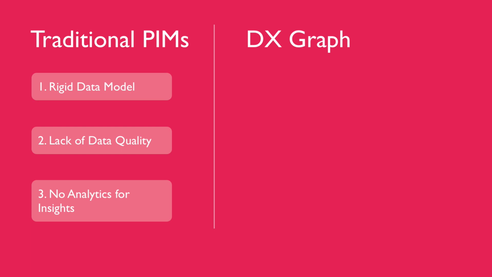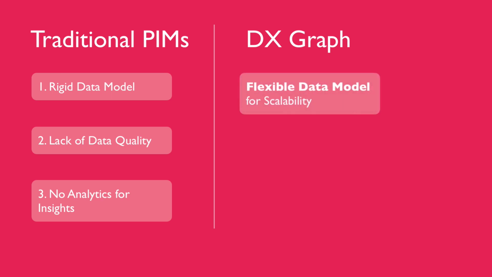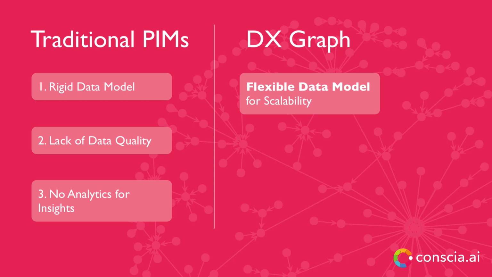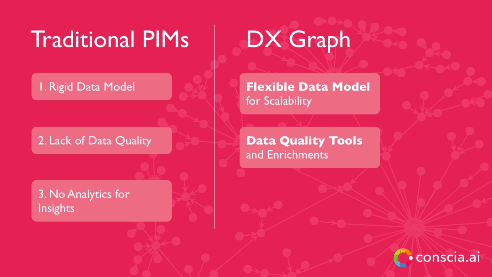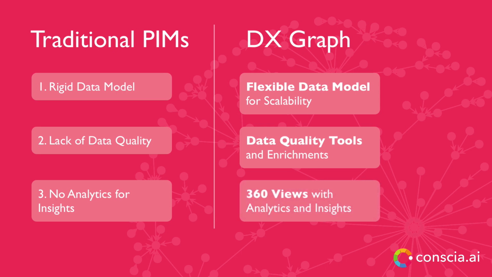The Conscia DX Graph reinvents product information management by tackling these challenges head-on. To ensure your business can scale, the Conscia PIM supports a flexible data model. This data model works with both flat and nested data and supports the building of relationships on the fly to help you associate product data to content data. Built-in data quality, data transformation, and data enrichment tools are available to business users right in the platform to help uphold high-quality standards. And lastly, the Conscia PIM offers 360 dashboards which help you combine first-party data and third-party data into easy-to-interpret visual analytics and actionable insights.